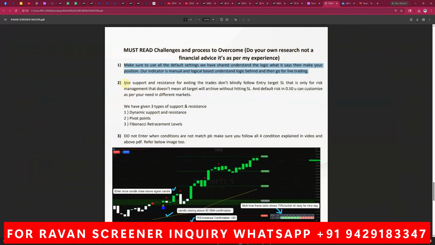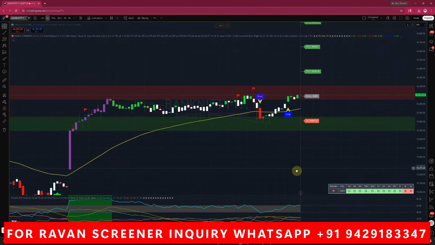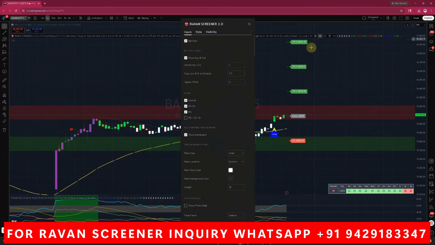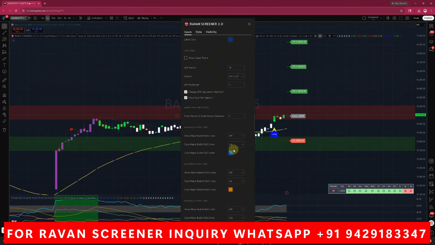Next is, in this indicator, many people are saying, sir, what support resistance to use, when to exit, when to enter, how can we use the stop loss, where can we keep the stop loss and all. So I generally recommend to use support resistance zones. Here in this indicator, we have given dynamic support resistance, pivot points, and Fibonacci. Three types of support resistance we have provided. You can use any of that. And also there is an entry target stop loss part, but I generally do not recommend to use it. I will be discussing that in the next point, when we come to that point.